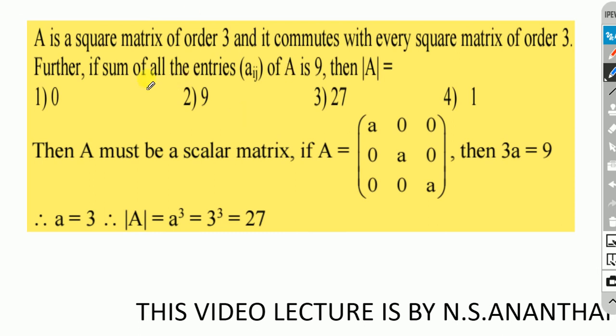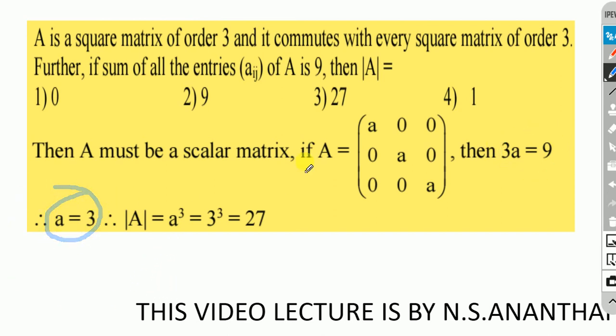Further, if the sum of all the entries Aij of A is 9, then determinant A is equal to, see here it commutes with all square matrices of order 3, which means A must be a scalar matrix. So that is A is equal to matrix A 0 0, 0 A 0 and 0 0 A, and it is given that the sum of all the entries of Aij is 9, that is A plus A plus A, 3A is equal to 9. So 3A equals 9 means A is equal to 3.